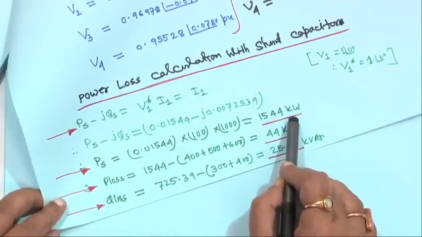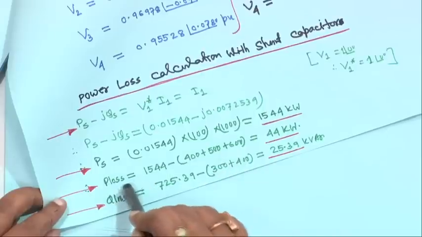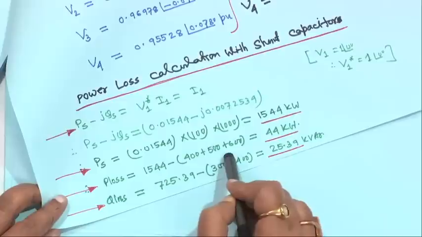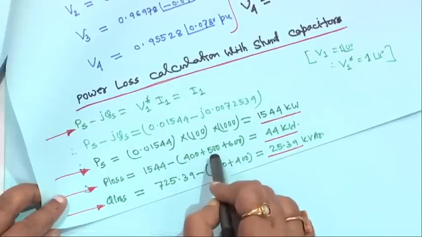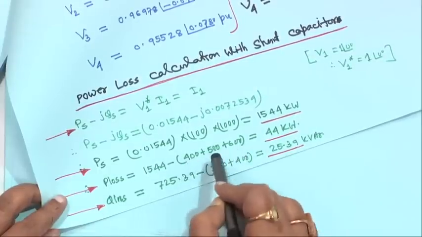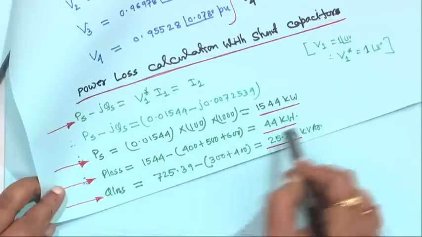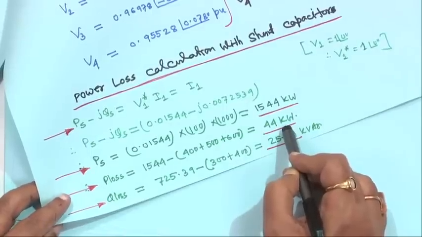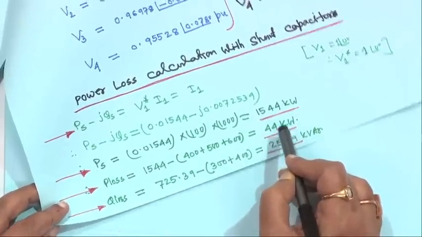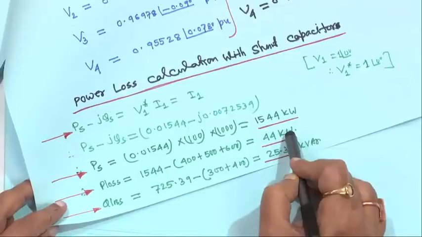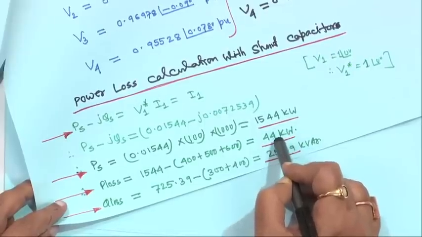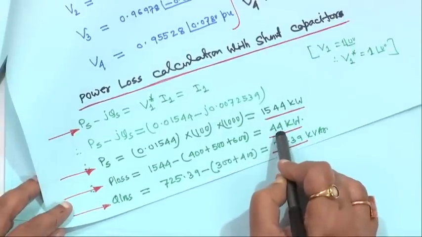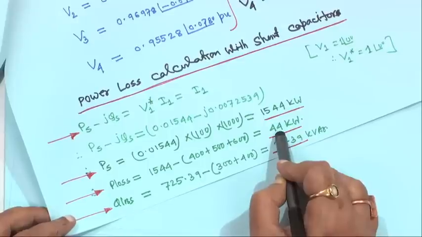1554 kilowatt, right. Therefore, P loss will be the power injected at the substation minus the sum of all the loads. So, 400 kilowatt plus 500 kilowatt plus 600 kilowatt, these are node 2, node 3, node 4. Ultimately loss is coming 44 kilowatt. When we take without capacitor, in the initial load flow study using this method, it was coming 57 point something. But here it is 44, that means loss has decreased due to the shunt capacitor placement, right.